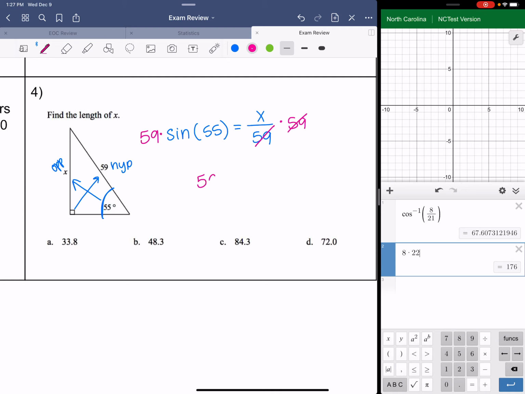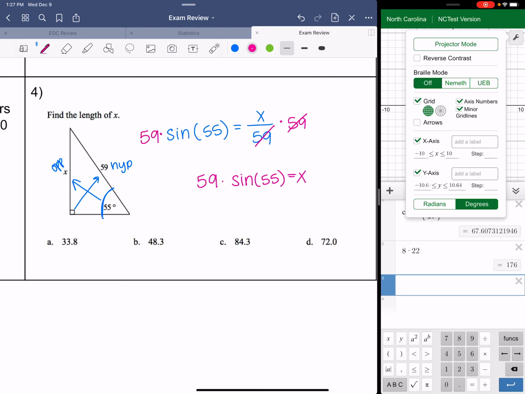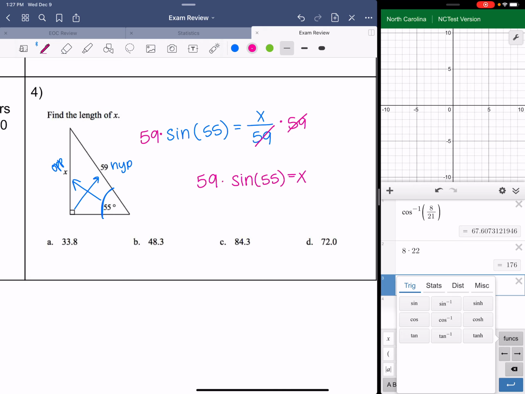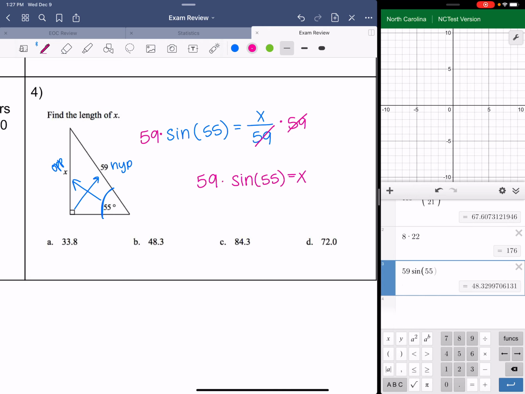So we're going to plug 59 times the sine of 55 into Desmos. Make sure that you're in degrees. So I'm going to go up here. I see degrees, so we're good. 59 times the sine of 55. So that's 48.3.